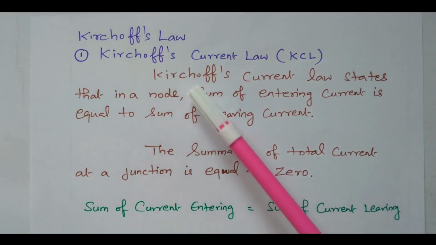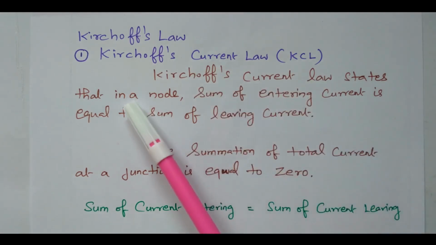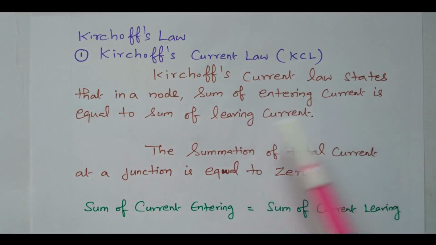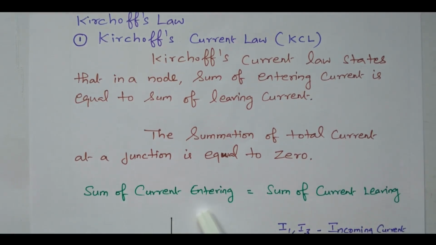The statement of Kirchhoff's current law is that in a node the sum of entering current is equal to sum of leaving current. If we consider any node, the current entering into the node is equal to current leaving the node. In other words, the summation of total current at a junction is equal to 0. So that can be written as sum of current entering equal to sum of current leaving.